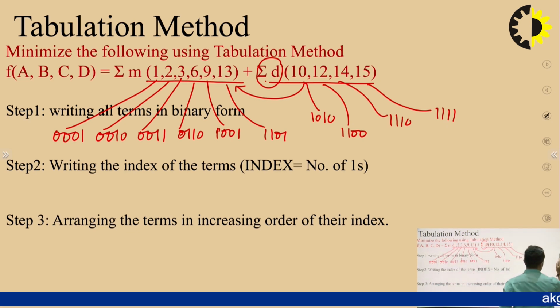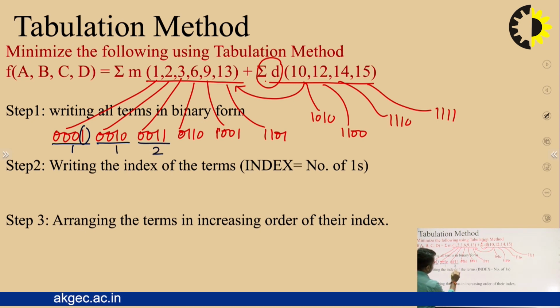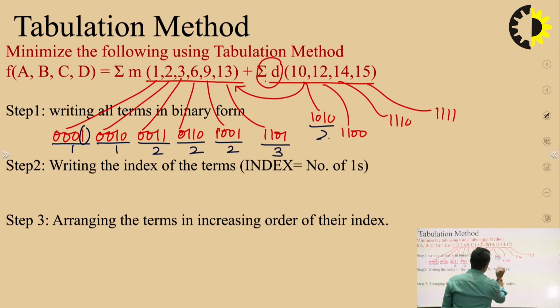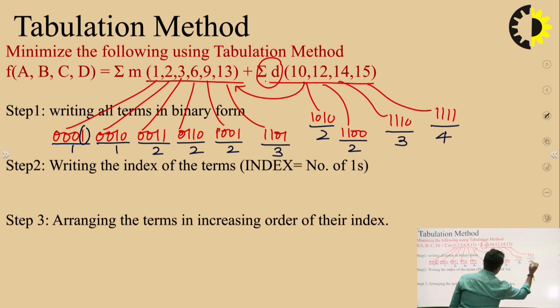Now we can go to the next step, writing the index of the terms. Index is the number of ones present in that particular min term. If we check, the number of ones here is 1, because this is the only one present in that term. Again here index is 1, here index is 2, here index is 2, index is 2, here index is 3, index is 2, index is 2, index is 3, and here index is 4.